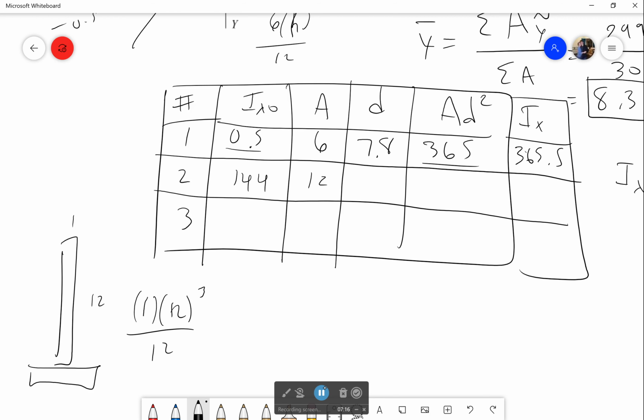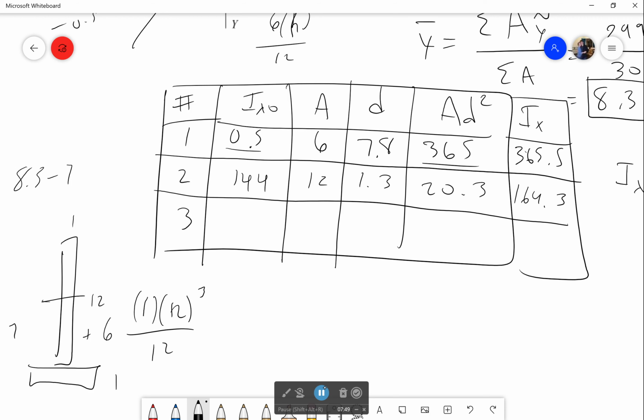The distance from its centroid to the actual centroid, remember that its centroid is halfway its length, so that'll be 1 plus 6, which means it's 7 from the bottom. Centroid is 8.3, so 8.3 minus 7 is 1.3. AD squared then comes out to be 20.3. It's not much. And I add it all together, and what do I get? Well, I get 144 plus 20.3, which is 164.3.